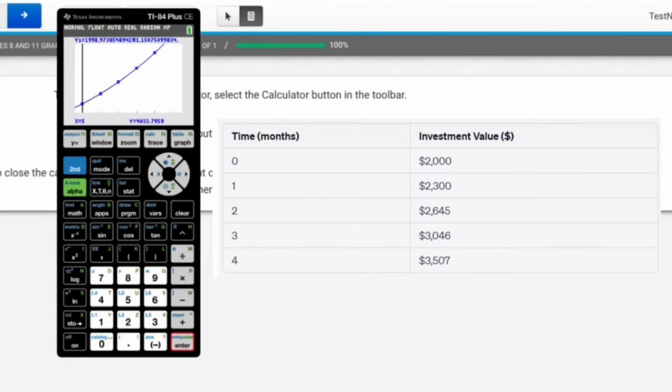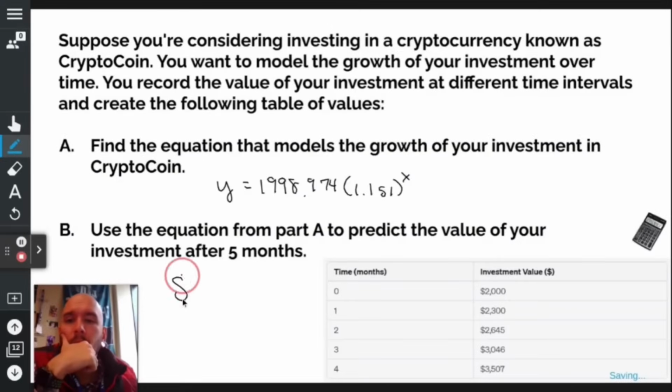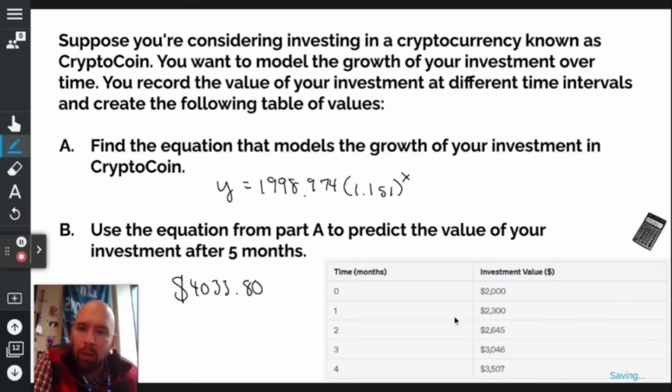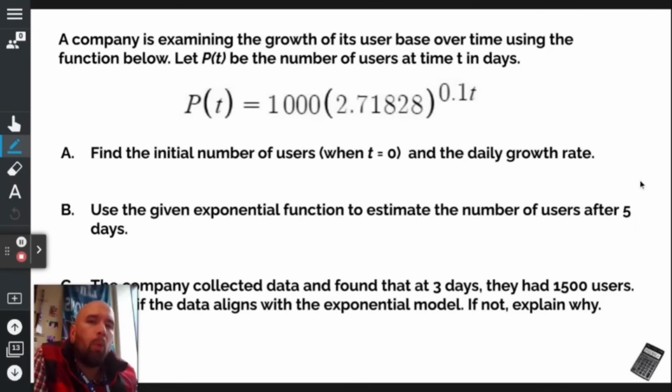What are we talking about? Money here? So let's round this to the nearest cent because that would only make sense. $4,033.80. And so what I get is $4,033.80. So this crypto coin, I started out with 2,000 and 5 months later, I made over 2,000 bucks. Wow. If there's anything I learned from this problem, it's that you can't go wrong with cryptocurrency. Hopefully you're not watching this in the near future and everything has fallen apart.